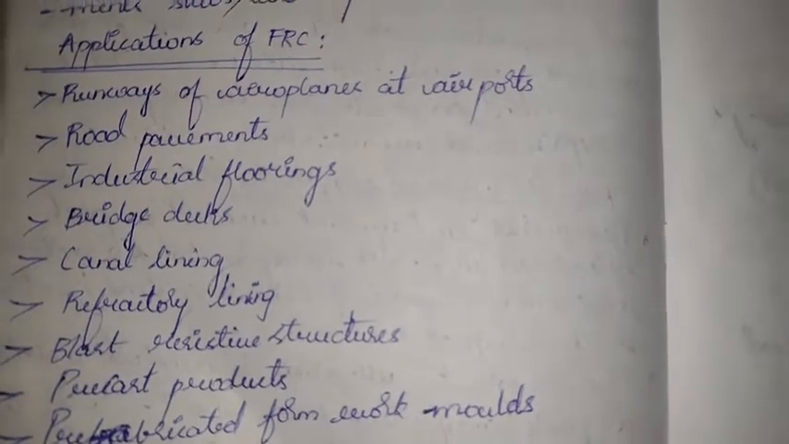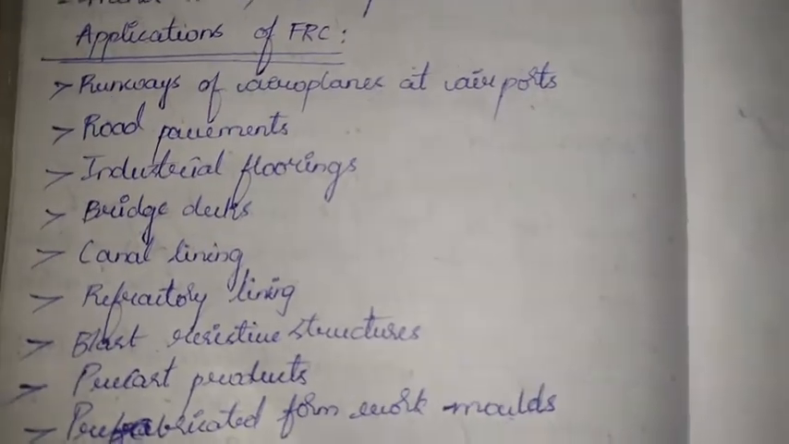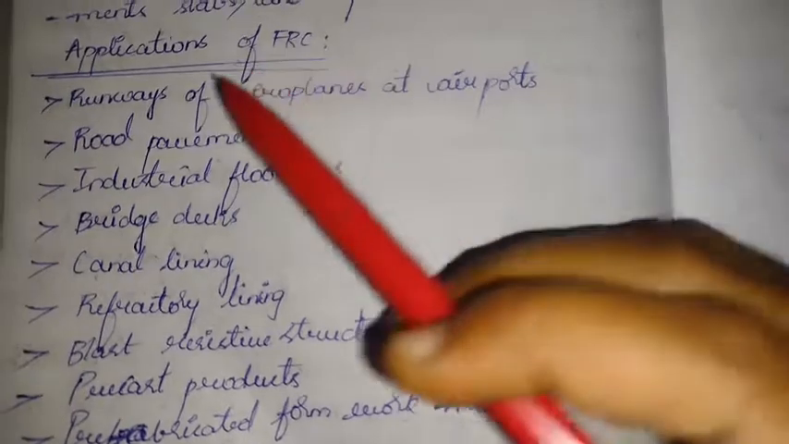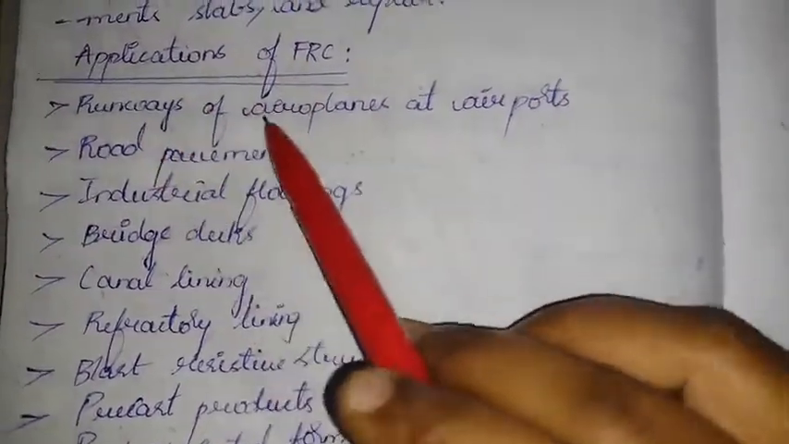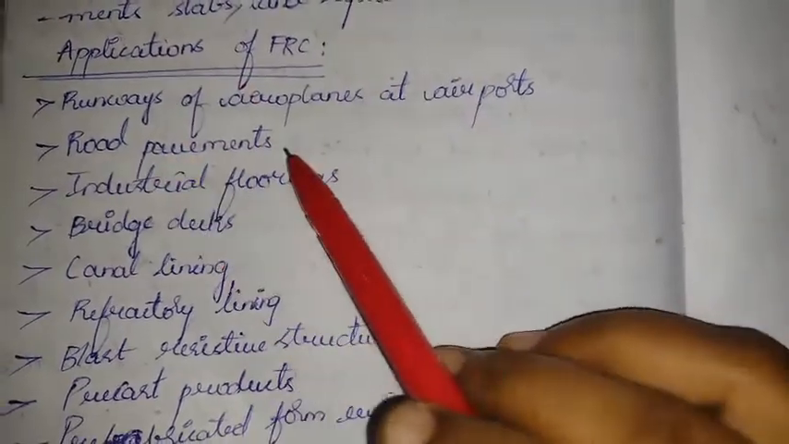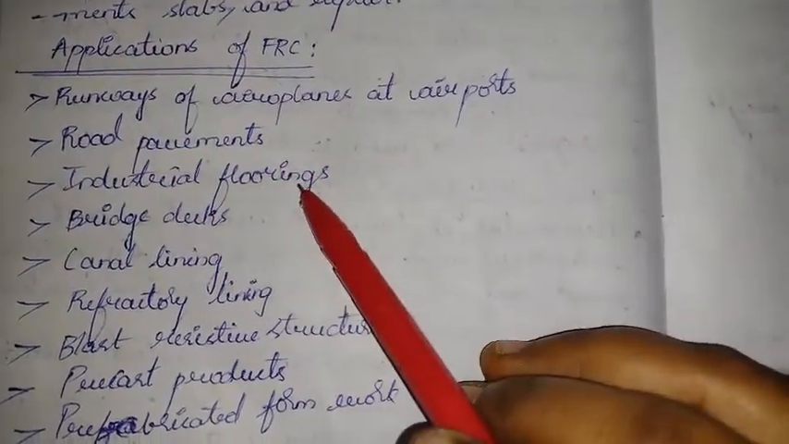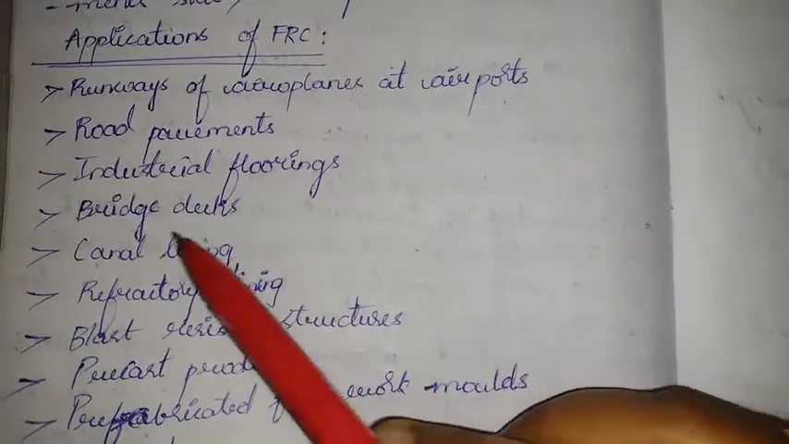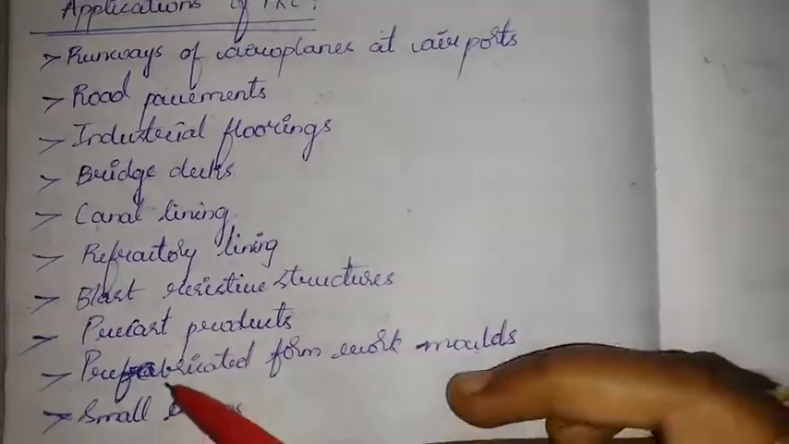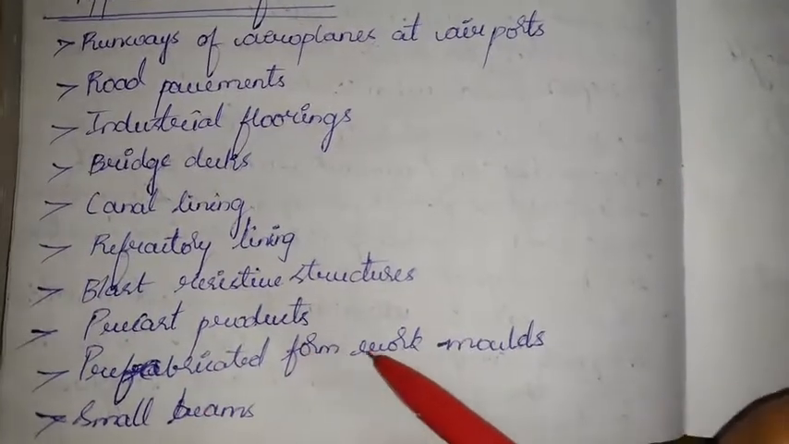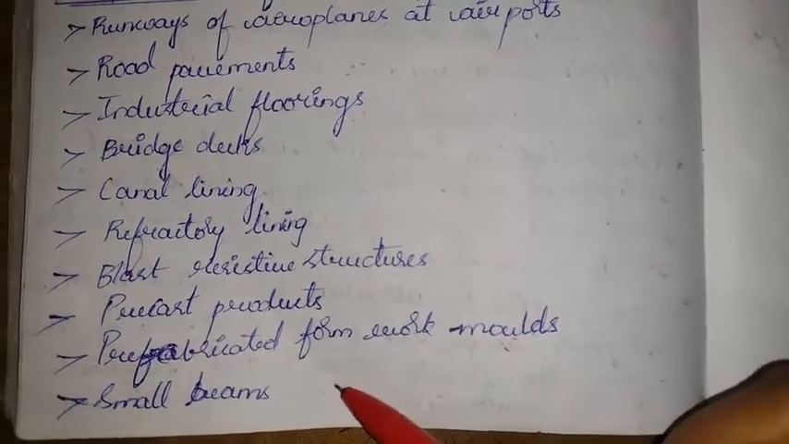So this is the last important topic of this video, that is applications of FRC. Where is this fiber reinforced concrete used practically? Runways of aeroplanes at airports, road pavements, industrial floorings, bridge decks, canal lining, refractory lining, blast resistive structures, precast products, prefabricated formwork molds, and small beams.